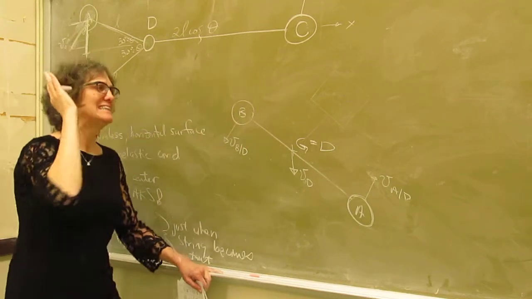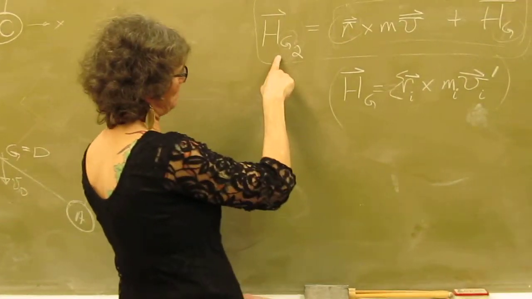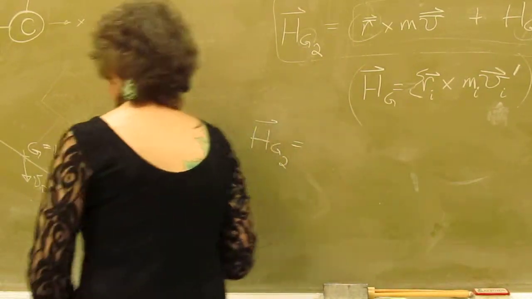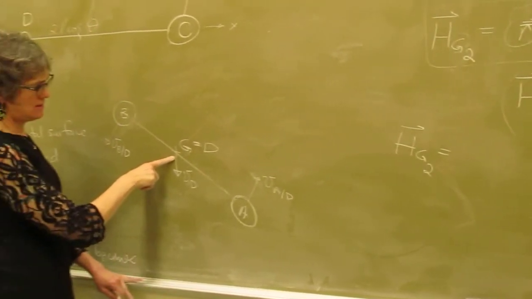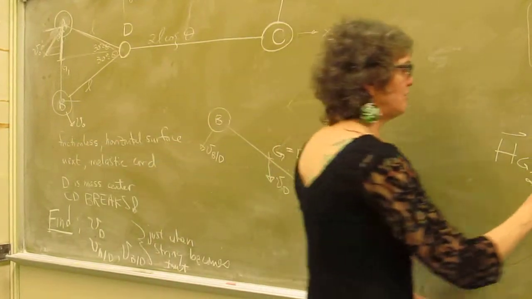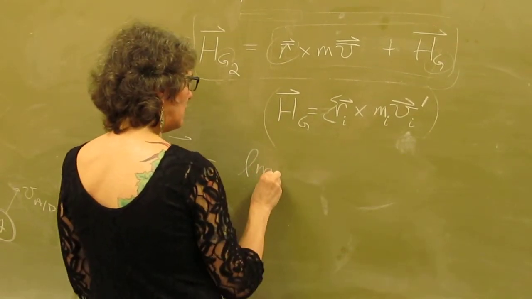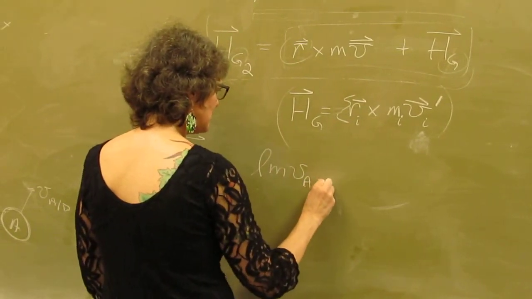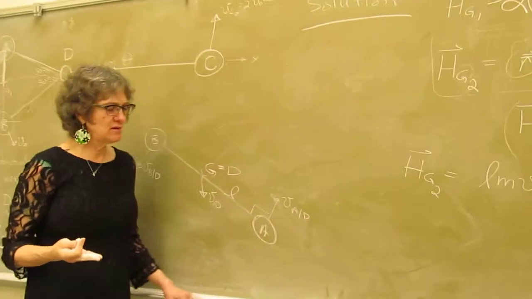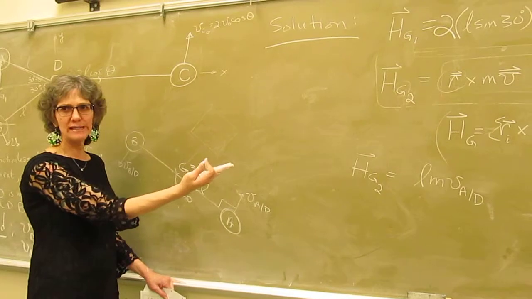Okay, so I'm just plugging into the formula here. We've only got 2 particles, so let's do A first. Remember, this is L, so R is just L. M, V, A with respect to D. And in this case, this is perpendicular, so the angle is 90. That's why I'm not even showing the cosine of an angle, because cosine of 90 is 1.